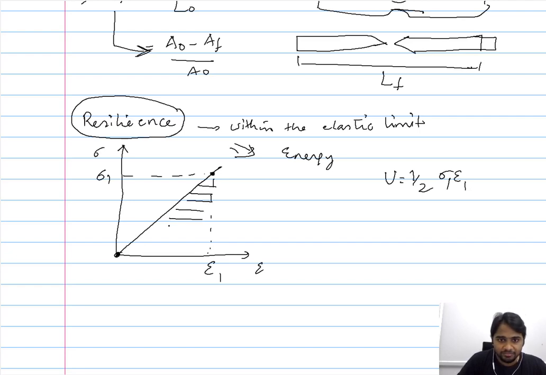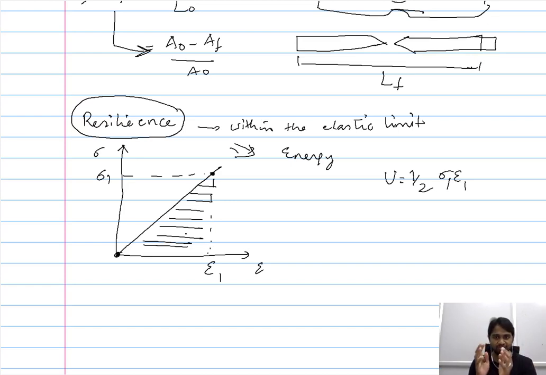So therefore the resilience is nothing but the area under the elastic section of the curve, which quantifies the energy absorbed by the material when you load it and the energy released by the material when you unload it. So this is what the resilience quantifies. The resilience quantifies the energy, and when you plot this energy in the stress strain curve, it is nothing but the area under the elastic region of the curve.